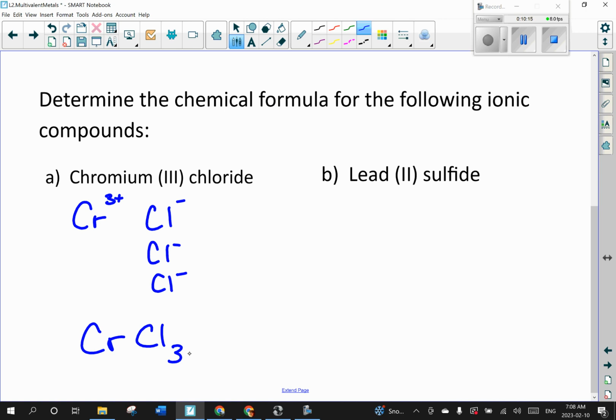Lead 2, that's Pb2 plus sulfide. Sulfur 2. Those cancel each other out, I'm pretty sure. PbS? Like the television company.